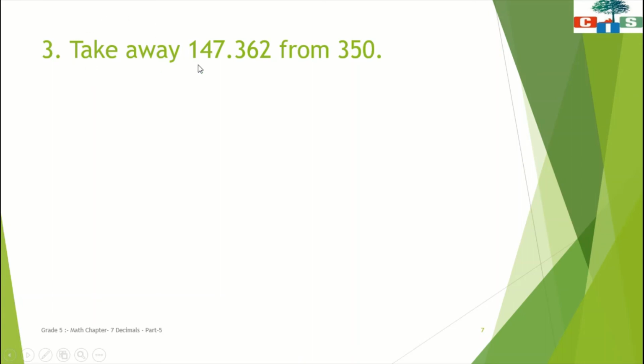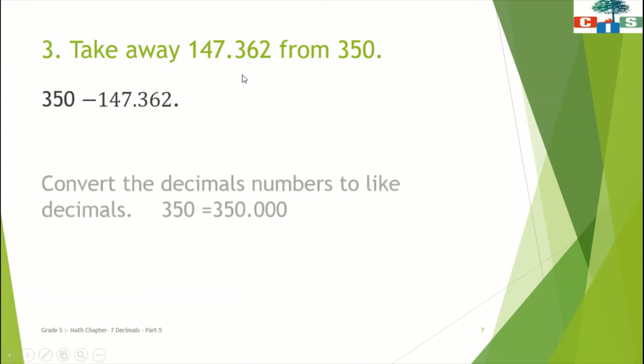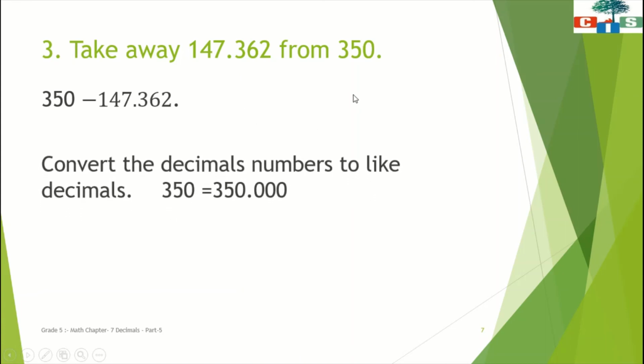Now from question number 2 and question number 3, I will be solving question number 3. Question number 2 you have to do by yourself. Question number 3 is: take away 147.362 from 350. First we need to find the minuend and the subtrahend, then subtract. The larger number is 350, so the minuend is 350 and 147.362 is the subtrahend.